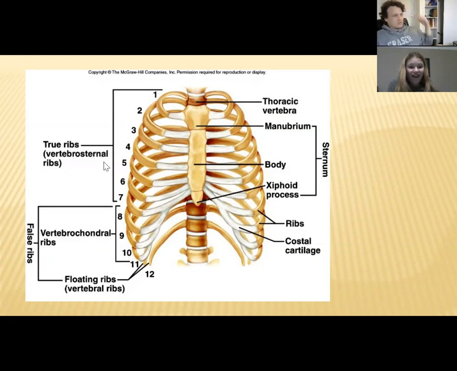So we've got the true ribs, which are these. They're attached on both sides. One's attached to the sternum, one's attached to the spine. The false ribs 8, 9, and 10 are only attached to the sternum by this one piece of cartilage. The floating ribs are the ones at the back here. They're only attached to the spine.